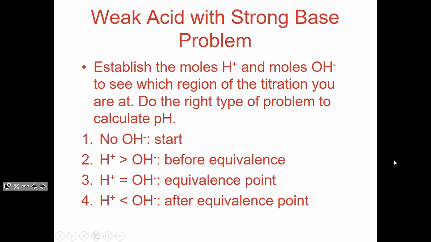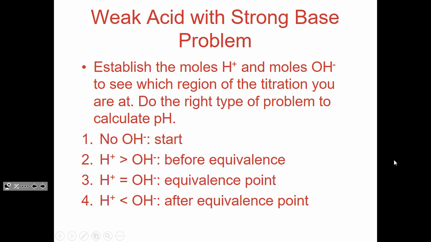Now, if we're doing a weak acid with a strong base, and you look at the big picture, remember to know where you're at in the titration. All you really need to do is establish how much H plus and OH minus you have. So how much H plus is in the flask for our acid, and how much OH minus mole-wise have we added from our burette. And by comparing those two, we can see where we're at. When they're equivalent, we're at the equivalence point. If the H plus moles is greater than OH minus, we're before the equivalence point. If we have no OH minus, we haven't started the titration yet. And if the H plus is less than the OH minus, we're past the equivalence point.